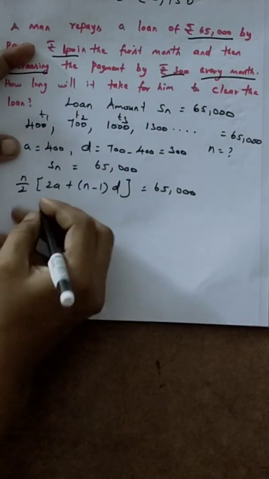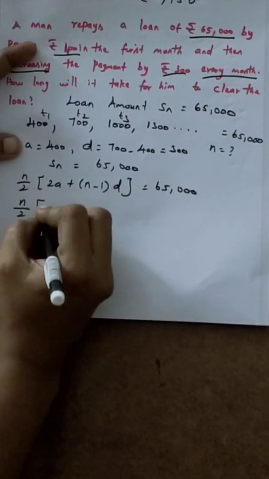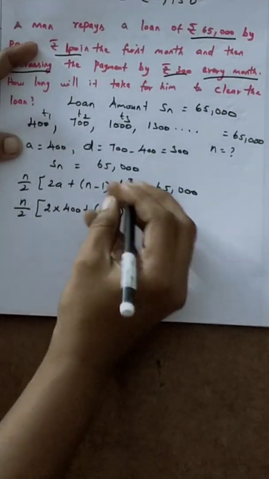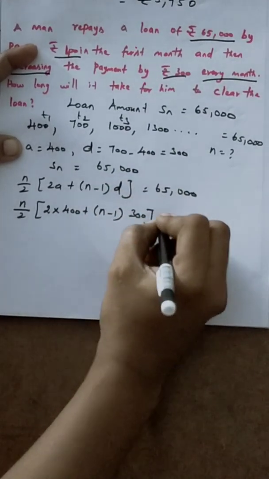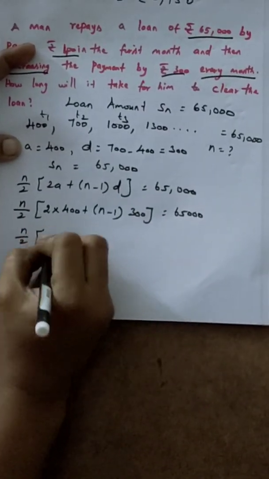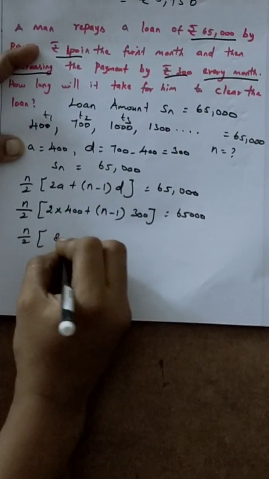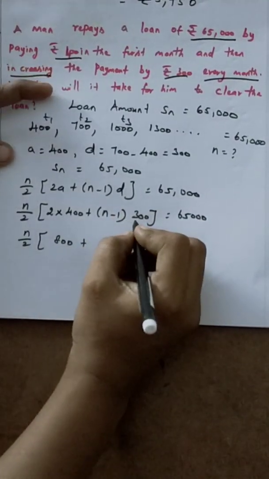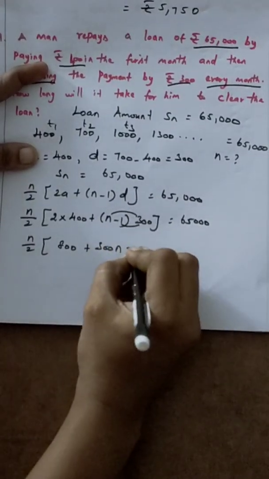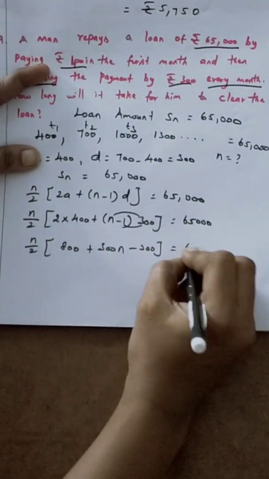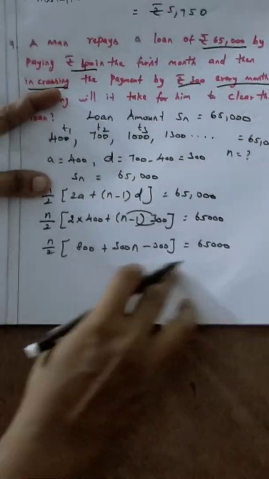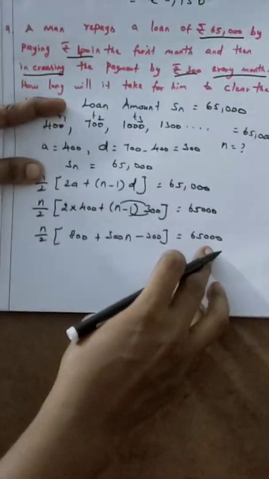Substitute and find out n. 2a, 2 into 400, plus n minus 1 into d, which is 300, equal to 65,000. The next step: n by 2 within bracket, 2 into 400 is 800, plus the bracket (n minus 1) outside, 300. So multiply both terms by 300: 300n minus 300 equal to 65,000. Next step, rearrange the terms. The 2 in the denominator on the left side goes to the right side and changes into multiplication.